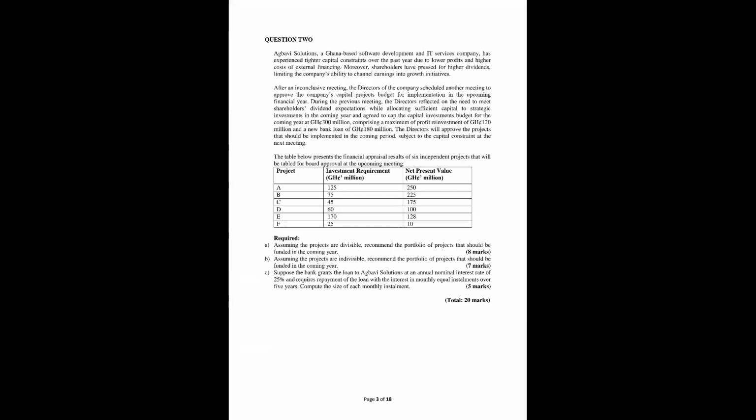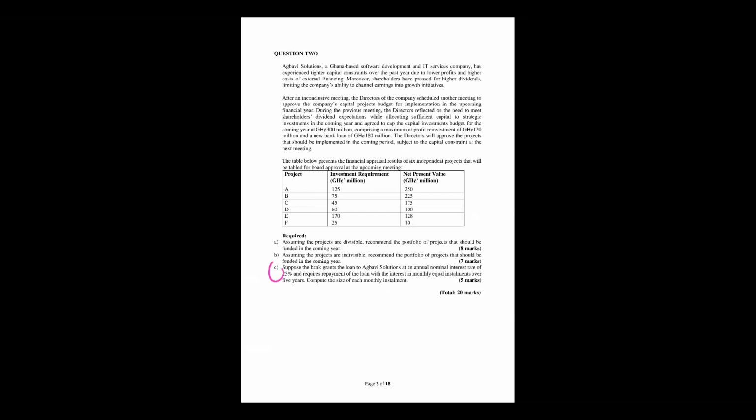So let's see how I'll approach this question. Let me start from here so that you can get a picture. Here, I'm solving the C. Suppose the bank grants the loan to Agbavi Solutions at an annual nominal rate of 25% and requires payment of the loan with the interest in monthly equal installments over 5 years. Compute the size of each monthly installment. This question is related, it's Agbavi. But I know it's amortization here.